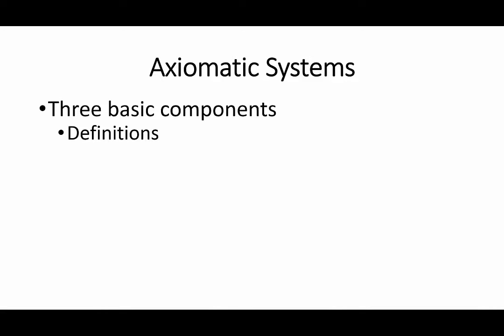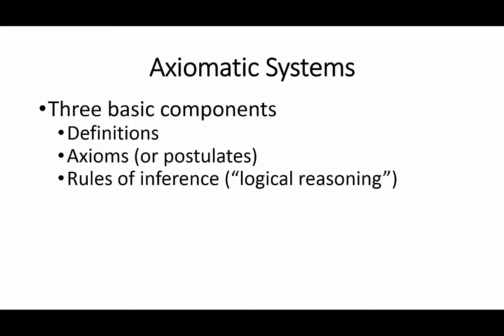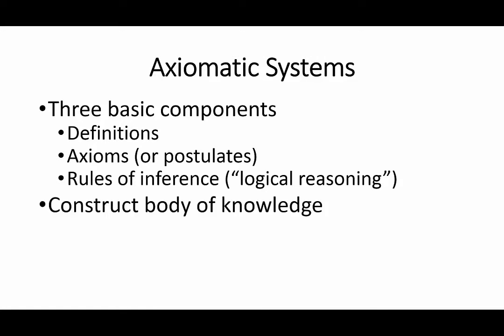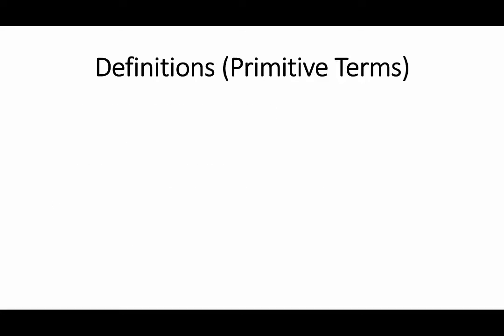Axiomatic systems. Every axiomatic system consists of three basic components: definitions, axioms or postulates, and rules of inference, or the rules of logical reasoning. With these, we construct a body of knowledge by deriving conclusions that we call theorems. Let us look at them more carefully.